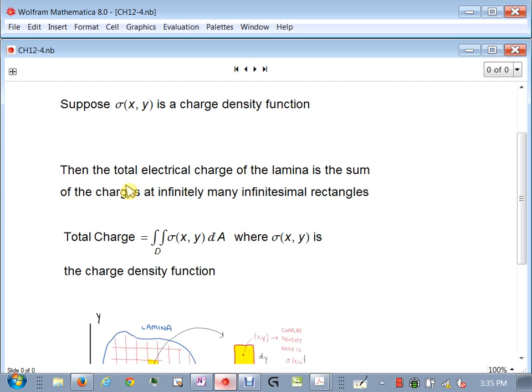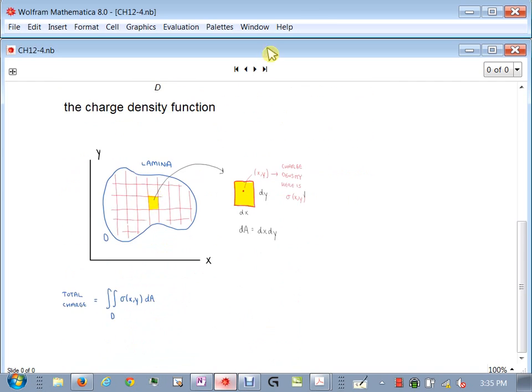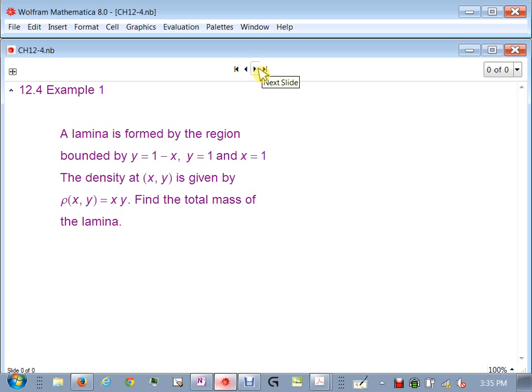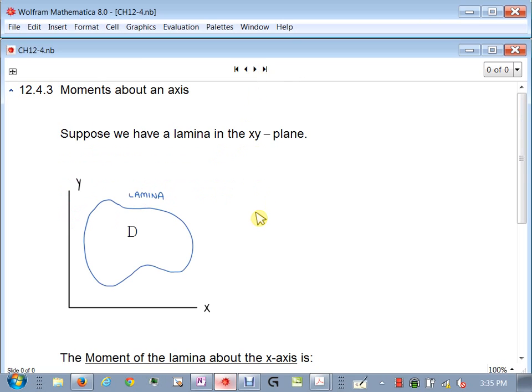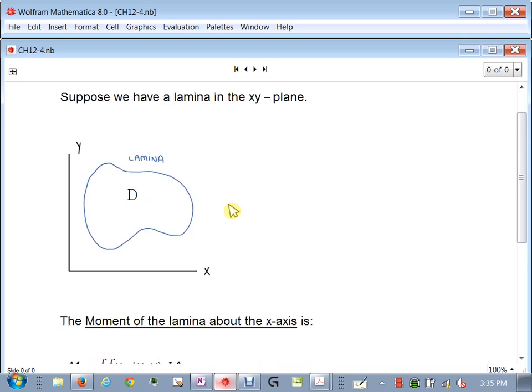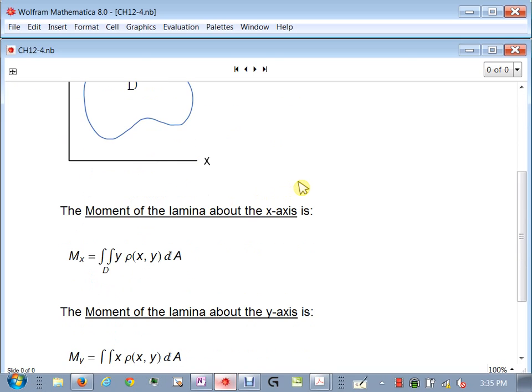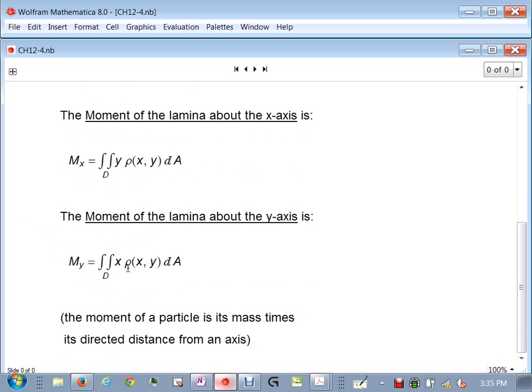All right. I'm going to do this example, but let's see where this is headed. Moments about an axis. Suppose we have a lamina in the xy plane. The moment of the lamina about the x-axis is this. It's capital M sub x. It's that same density function, but all we've done is tack a y on the outside. And if we want the moment about the y-axis, it's that same density function, but we tack an x on it.